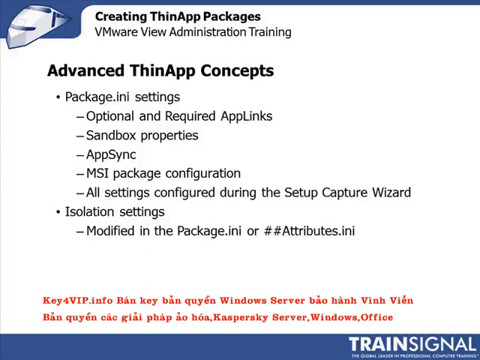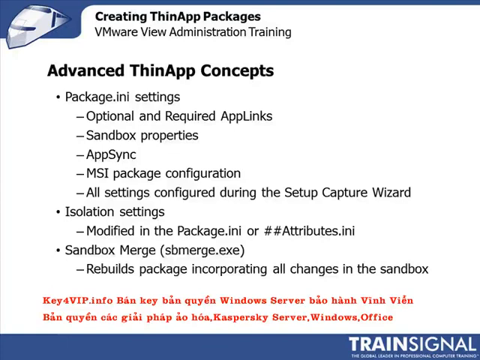Isolation settings define the permeability of the bubble. They can be modified in either the package.ini file, which defines the defaults, or in the attributes.ini files, which define them for individual directories. There's also capabilities to modify which registry keys are permeable through the bubble as well, which is important when trying to do a side-by-side installation of 2 different versions of Microsoft Office.